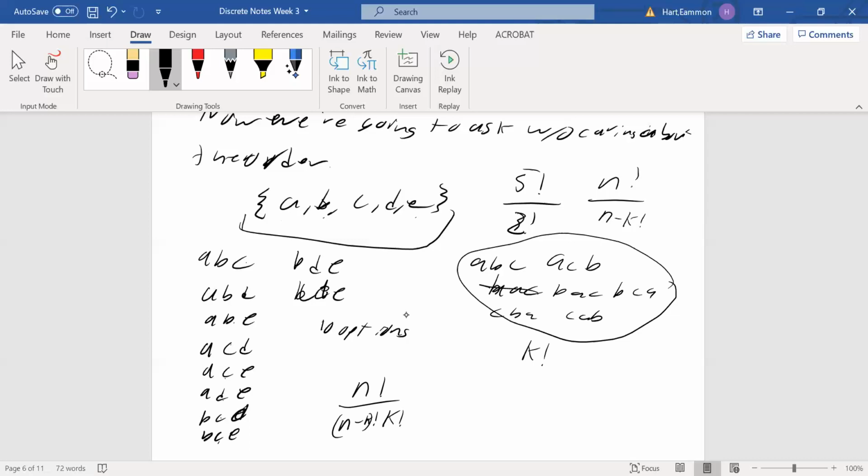So what would we get if we plug that in? Well, we would get 5 factorial divided by 2 factorial times 3 factorial. So what is that? That is 5 times 4 times 3 times 2 divided by 2 times 3 times 2. So that cancels there, and we are left with 10, which means that it worked in this case.